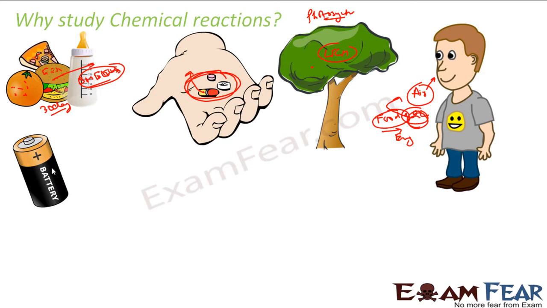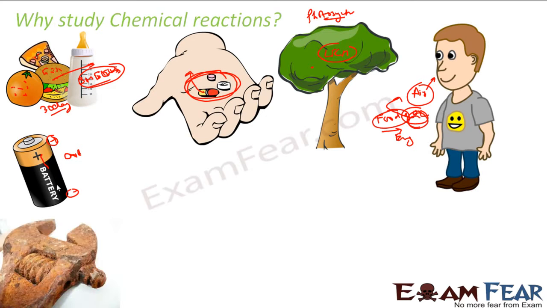If you see the batteries, the normal lithium battery or zinc battery which works, is a chemical reaction happening at the positive end and at the negative end. Here oxidation and reduction happen. We'll tell you what oxidation and reduction is. Just understand that some chemical reaction happens and that chemical reaction produces the electrical energy in the battery also.